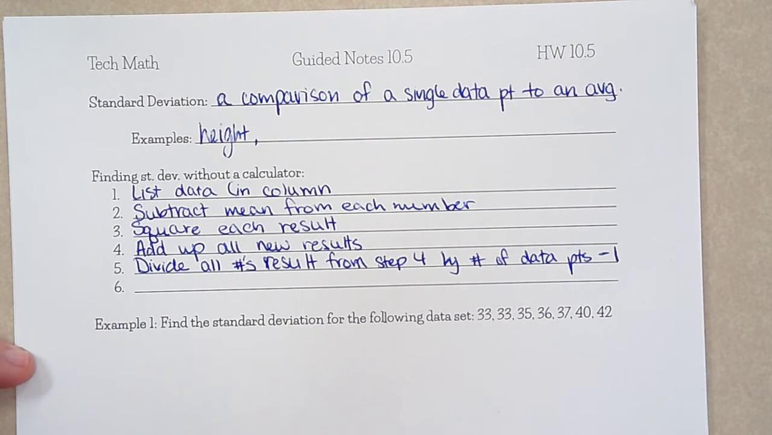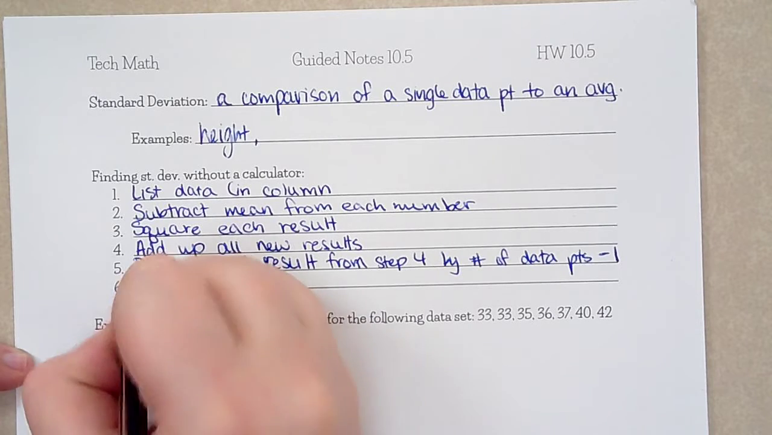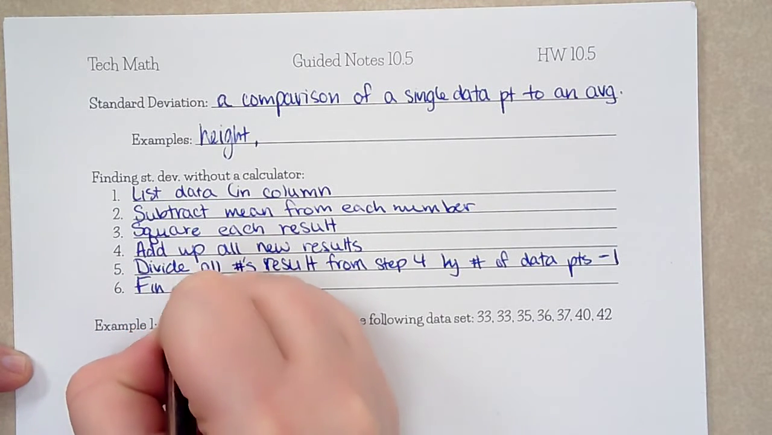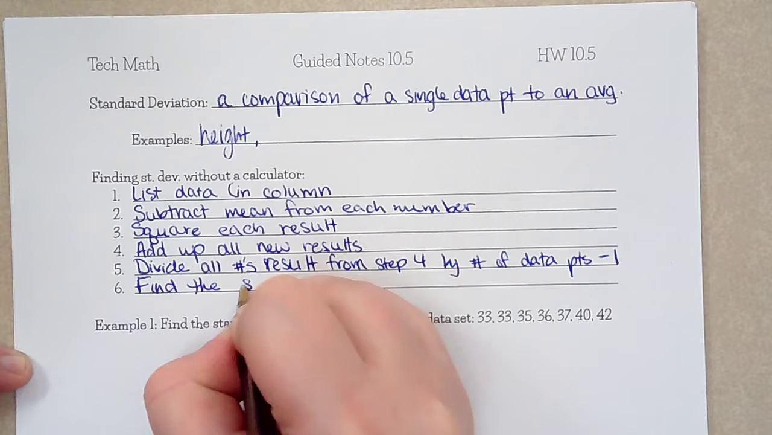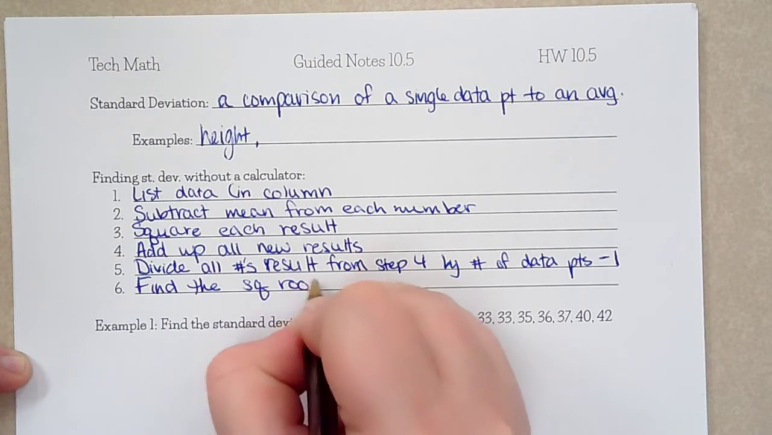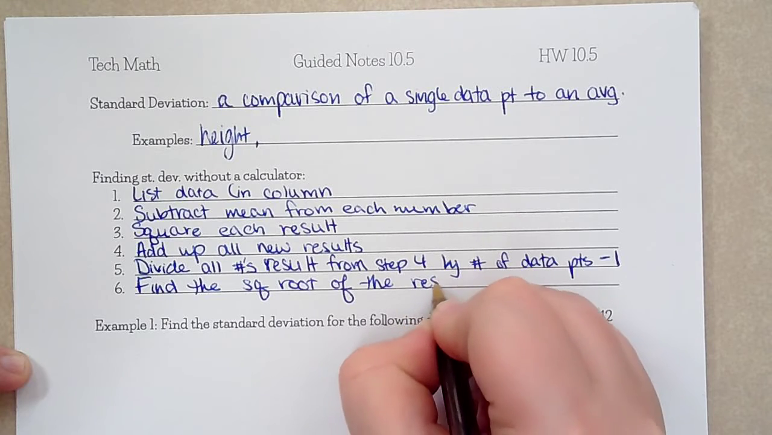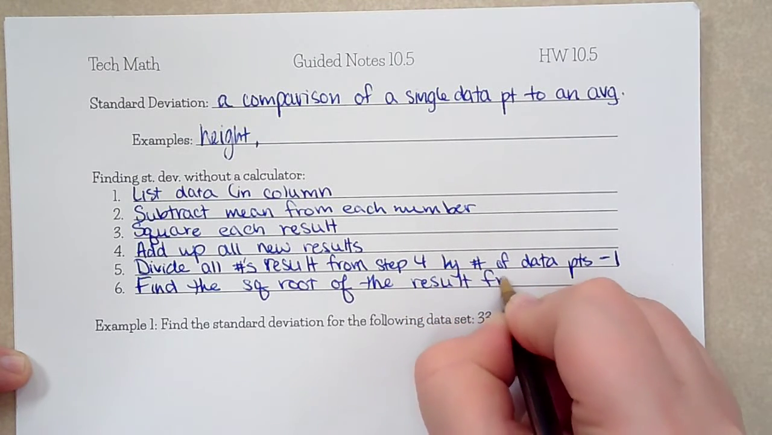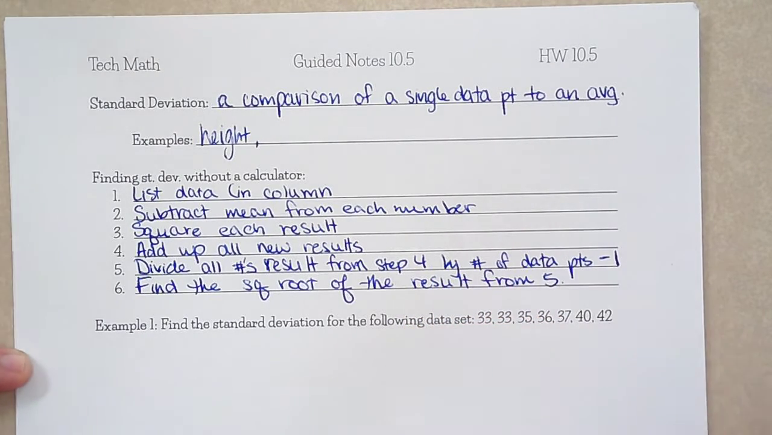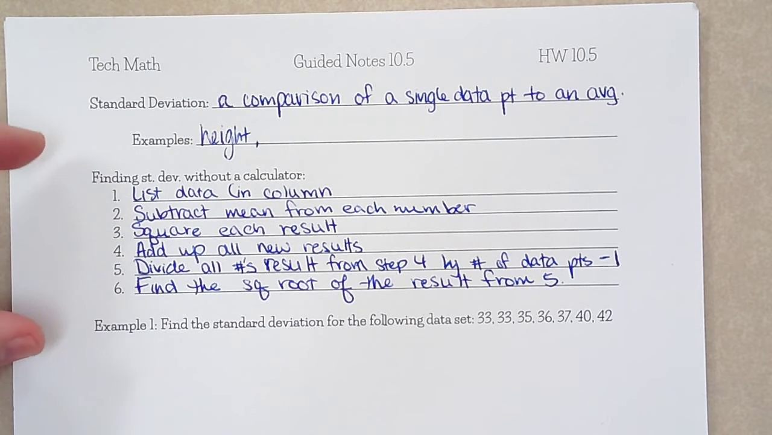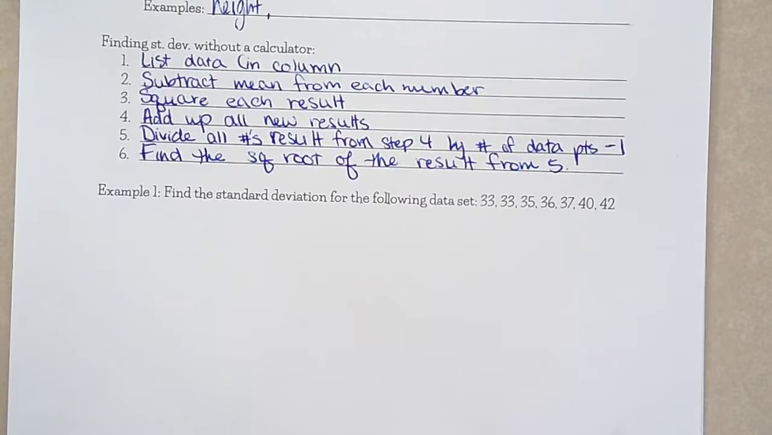And then the last one will be to find the square root of the result from step 5. All right, that is a lot of steps. It can be really, really confusing, so it's nice to have this list that tells you what's going on. So let's look at an example of this.